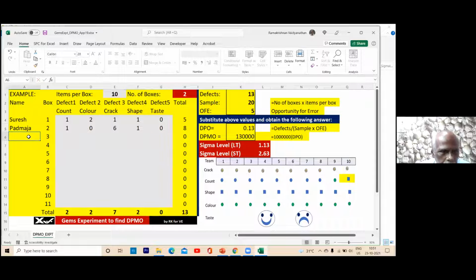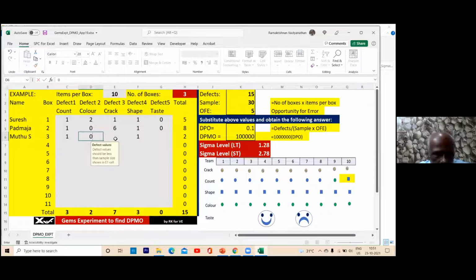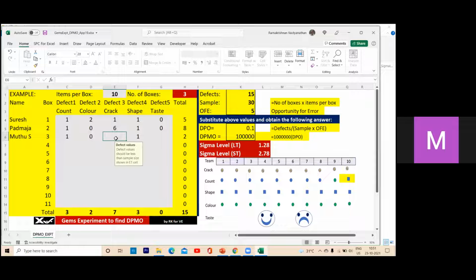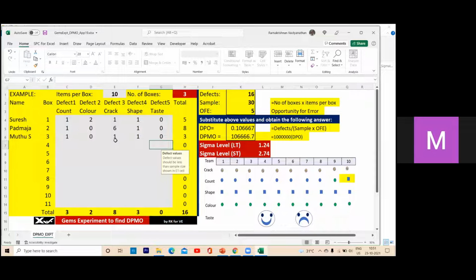Now another person, please, teammate. Sir, Muthu Saravanan. Sir, I have 11. There is 1 shape defect. No color defects. Count is also 1. And crack and shape are the same one. Crack also is 1. And taste is okay. So totally 3 defects.